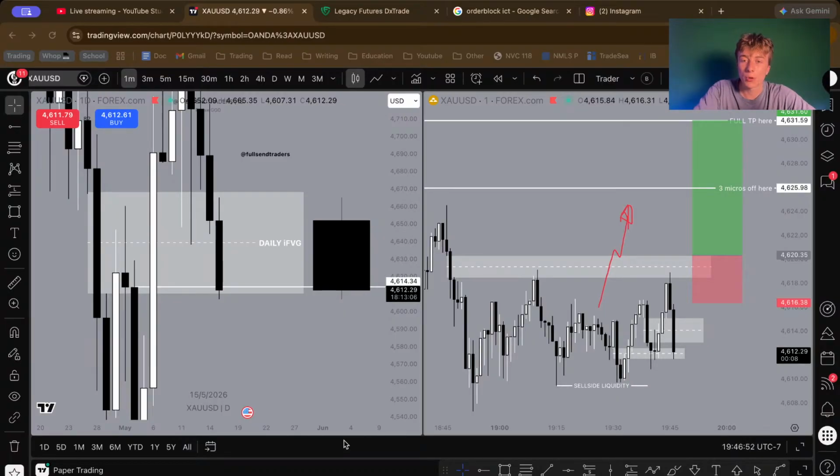How many micros? I'm going in with 5 micros. You can see that we're still inside of the range. So until we get this confirmation, we are not trading.